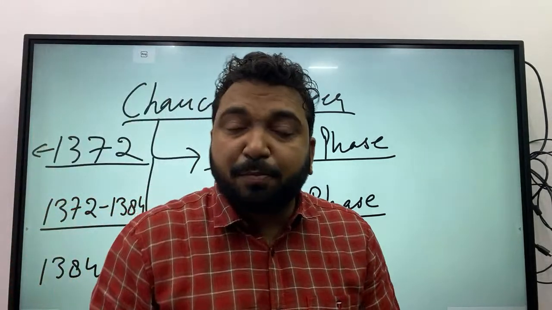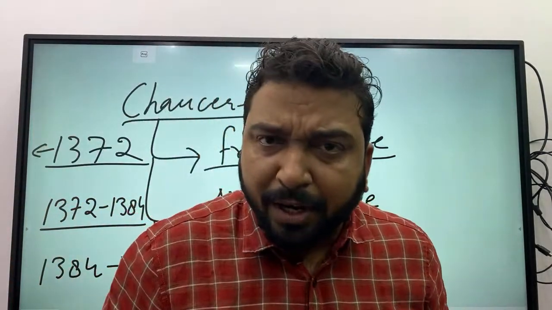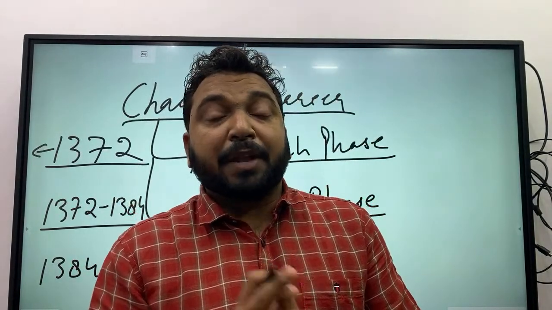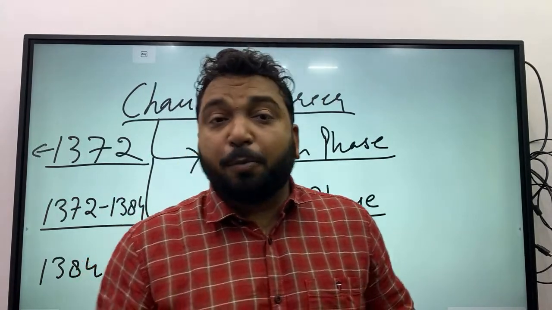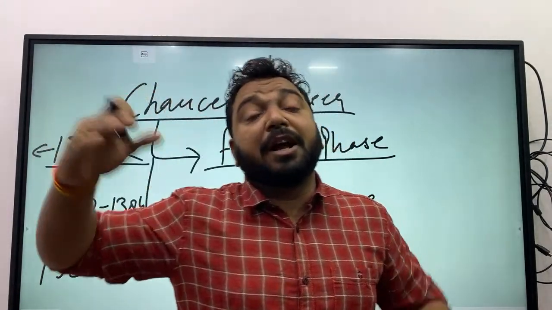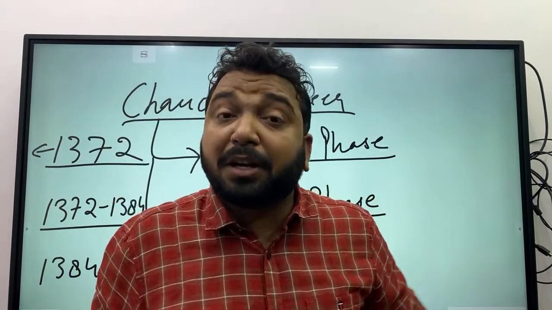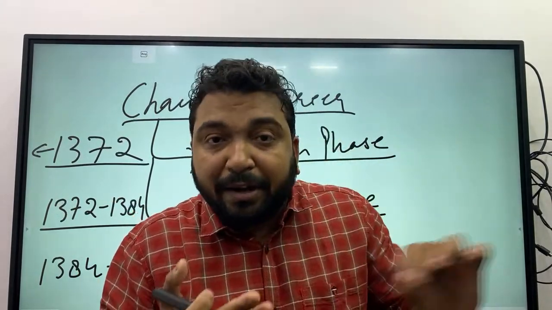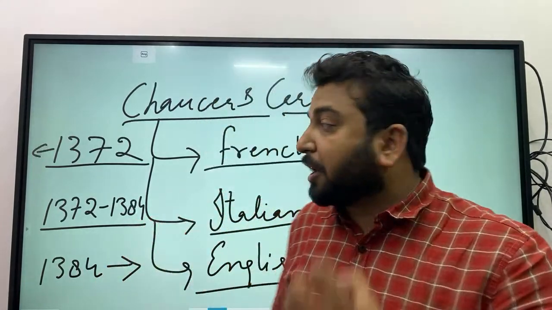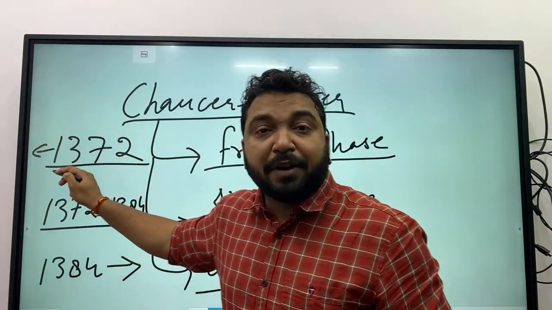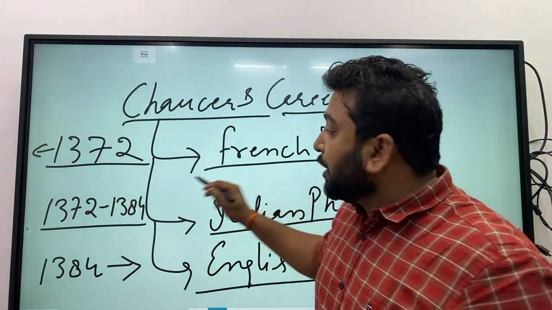See, Chaucer's books got published, printed. But remember my friends, as I told you, there was no printing press. There was no printing machine. So before 1476, keeping the track about the proper writing date, proper publication, proper printing is impossible. So we go for a round figure that before 1372, everything is in French.